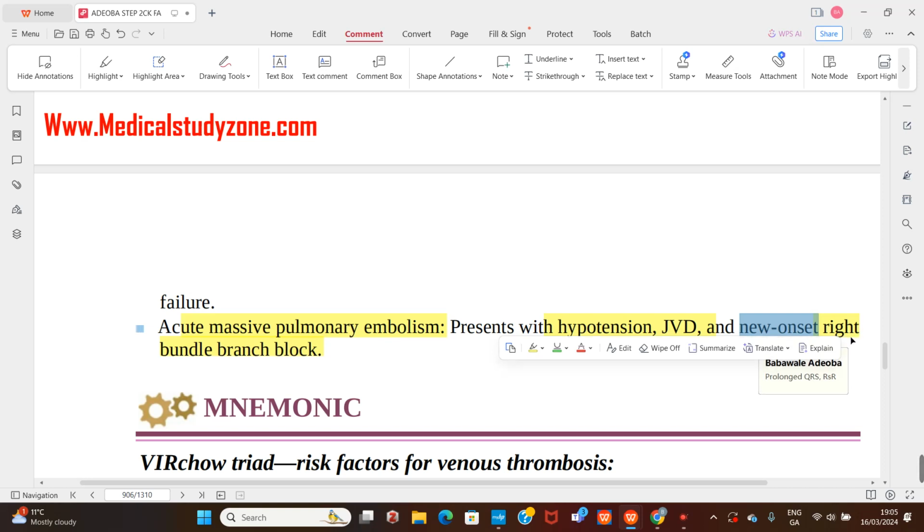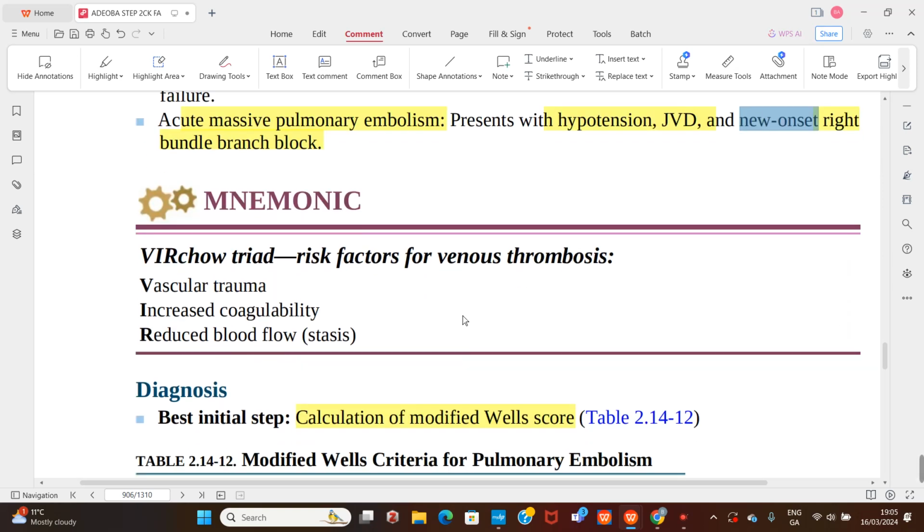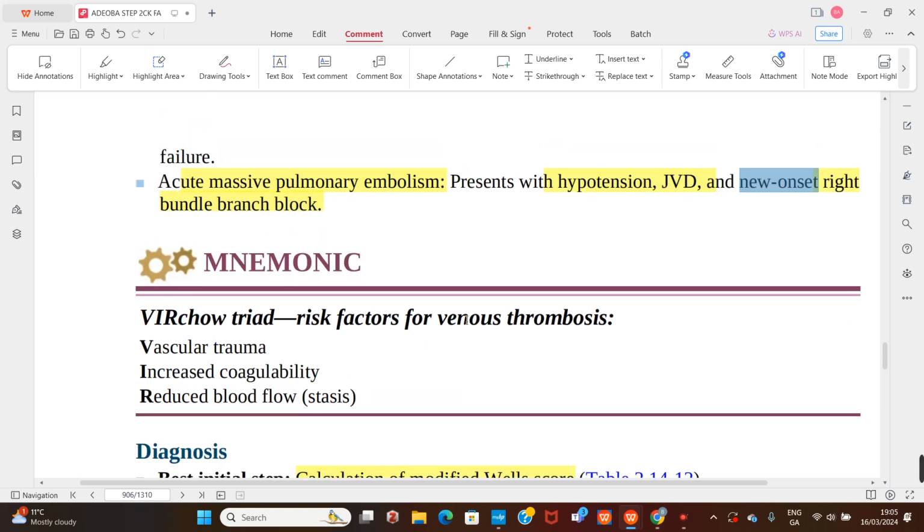So what you are going to see, Dr. Babarinde is going to talk about it: prolonged QRS, and you're going to see this typical RSR pattern, rabbit ear pattern on your ECG, particularly in the right leads, which is V1, V2. Dr. Babarinde is going to talk about it. So there's going to be prolonged QRS with RSR pattern.